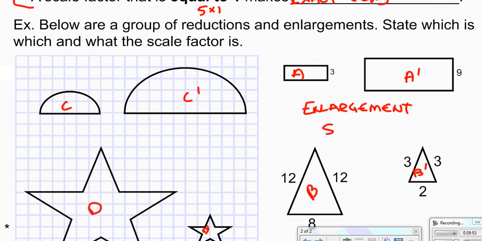And then you need to decide what is the scale factor. So how much bigger is it? Well, in order to turn 3 into 9, I need to multiply by 3. So it is a scale factor of 3.